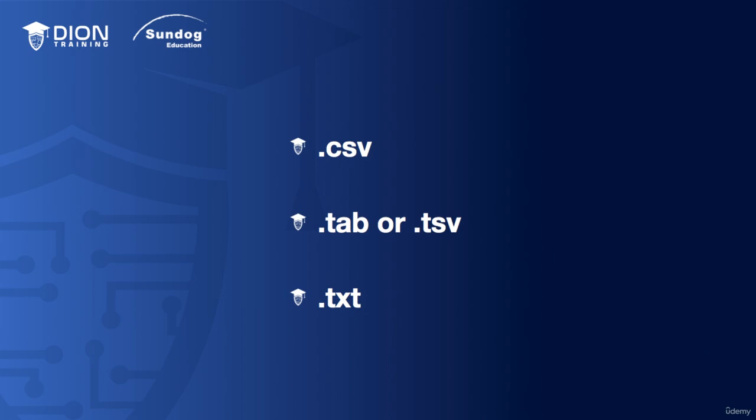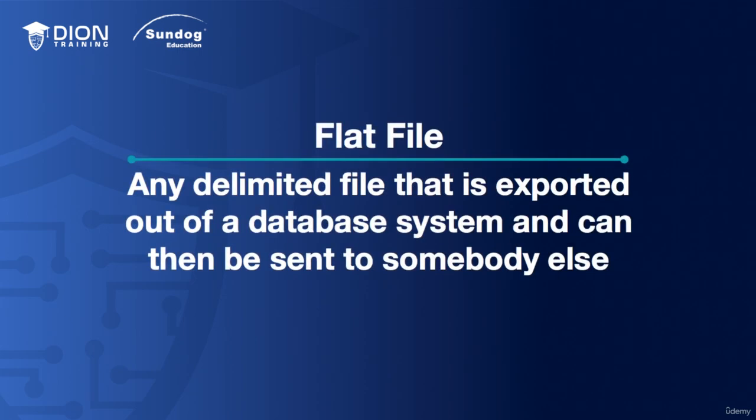Now, anytime you get this data out of your database and into one of these formats as a file, we call these a flat file. A flat file is simply any delimited file that is exported out of a database system and can then be sent to somebody else. When you're dealing with a flat file, you're dealing with a tab-separated file, a comma-separated value file, or just a standard text file with any kind of delimiter you want.